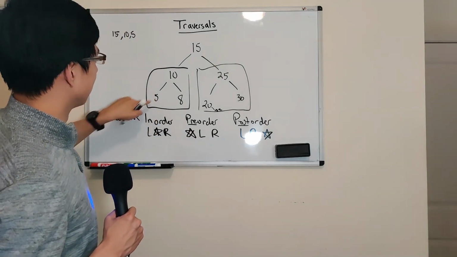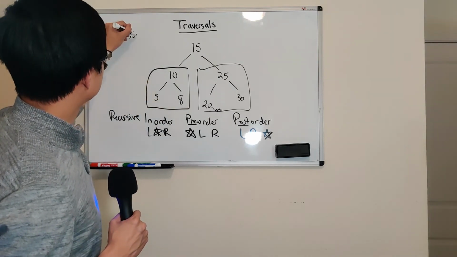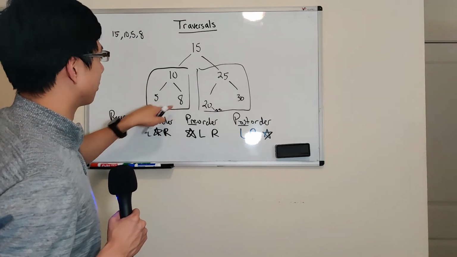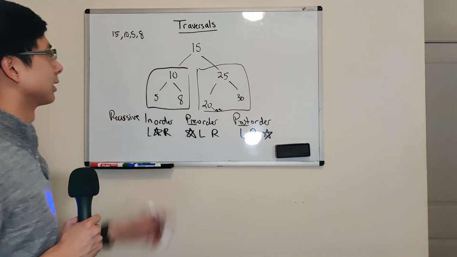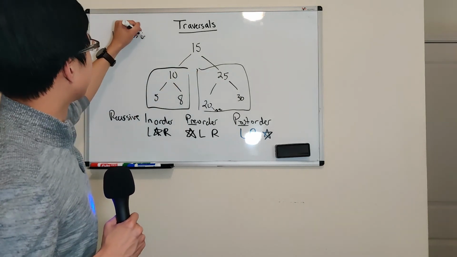And the 5 doesn't have a left and doesn't have a right, so it's done. And then I finish that, so I go to the right, which is 8. And I call pre-order of the left, nothing, pre-order of the right, nothing. So this is done. Now that this is done, I can now move on to the right. So the right child is the 25 first, because I write the root first.